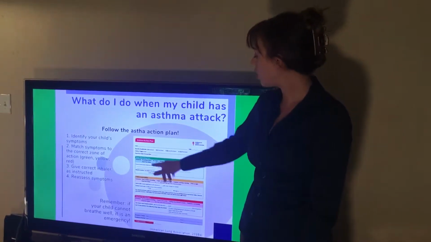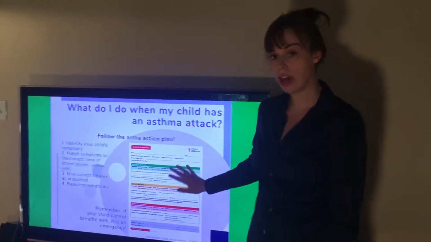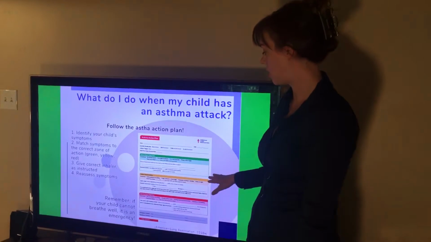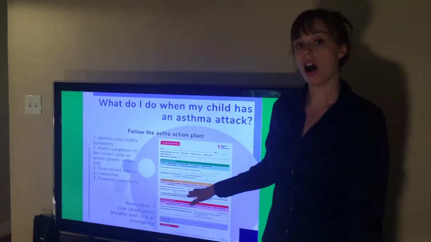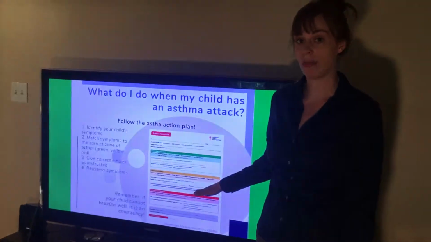So if you're in the green zone, the symptoms: you're breathing well, no cough, no wheeze, can work, play, go to school fine, so you'll just be taking the daily medications. Your child will take the daily medications. If you're in the yellow zone, symptoms start flaring up like a cough or a wheeze, then you'll start more of the quick relief medications like albuterol.